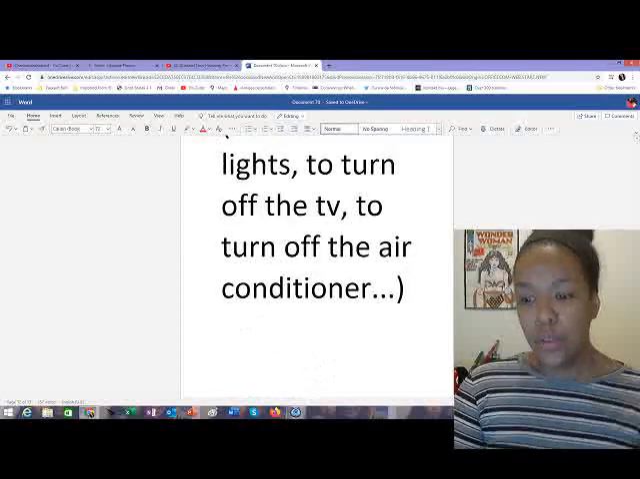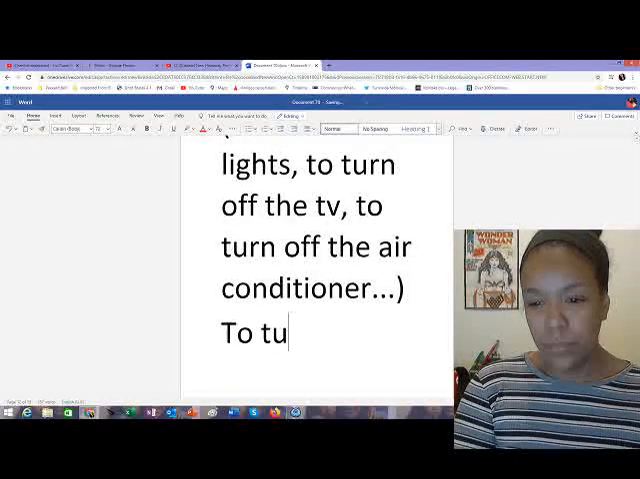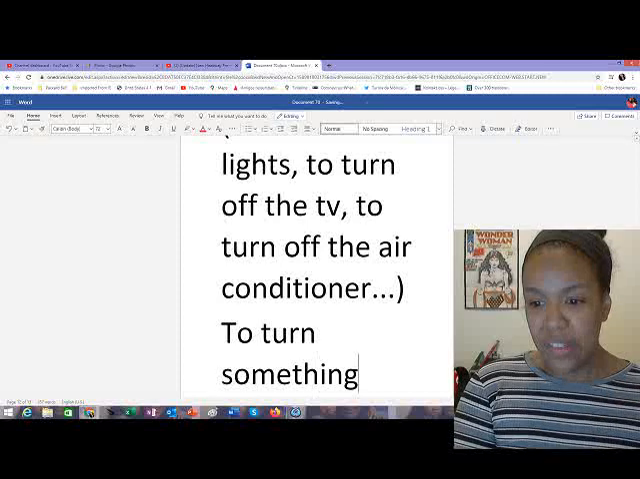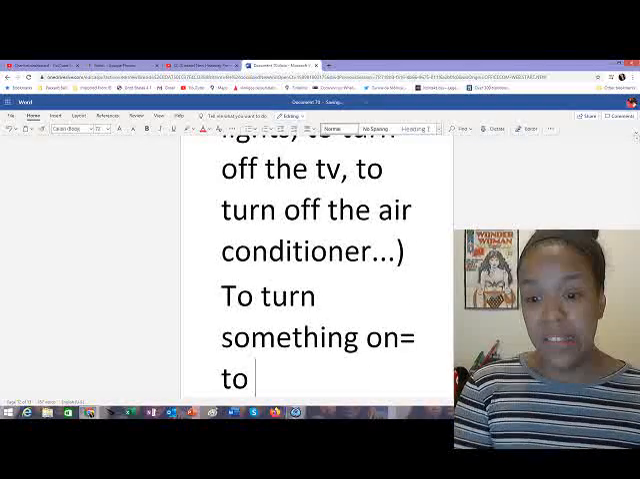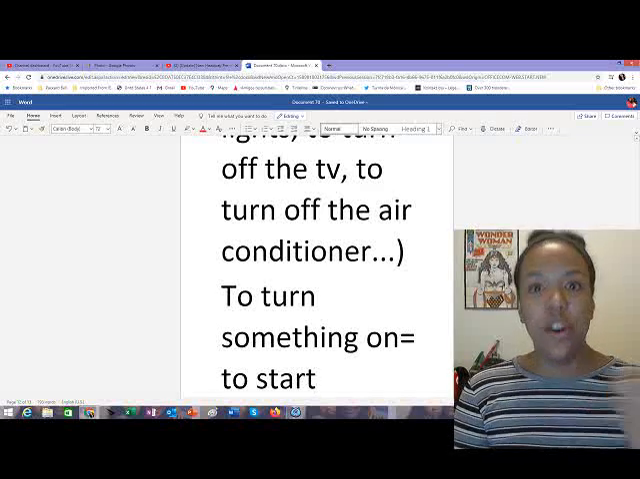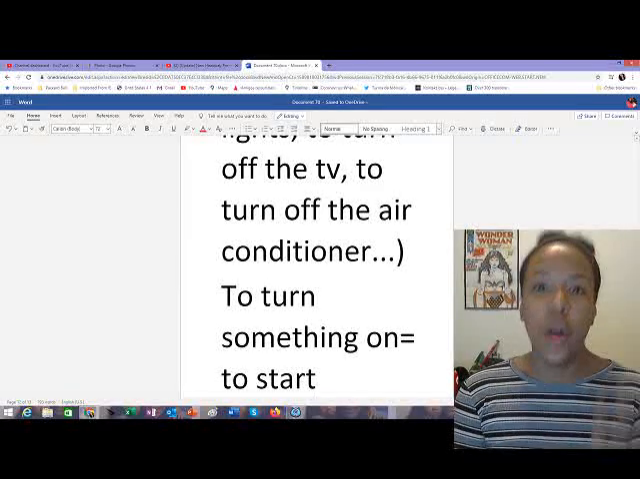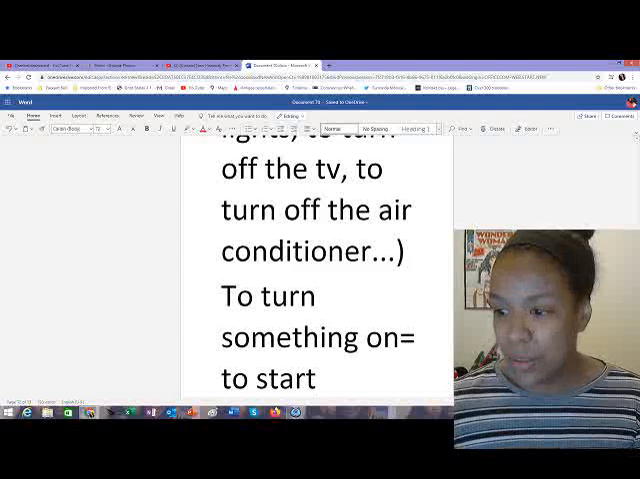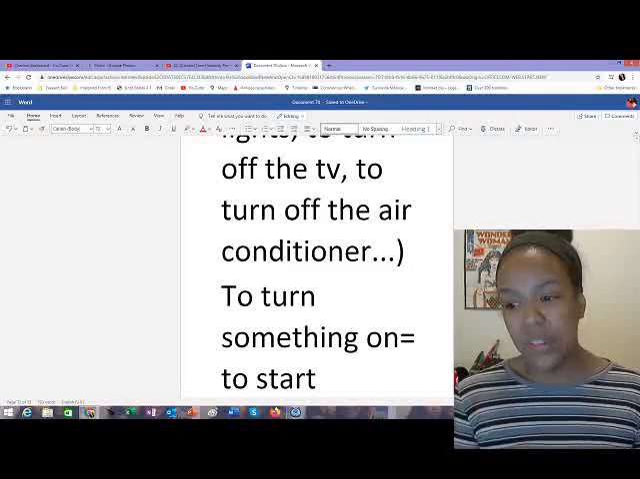To turn something on. To turn something on, to start something. When you turn on the TV, you're starting the TV. When you turn on the radio, you're starting the radio. So that's to turn something on.